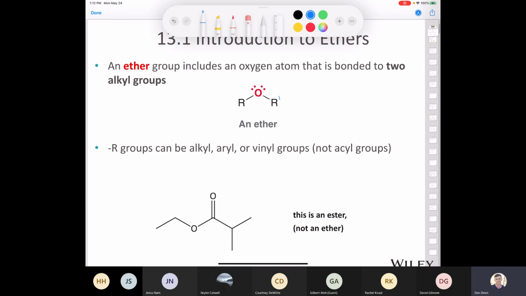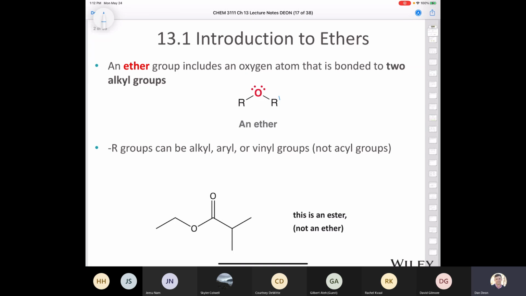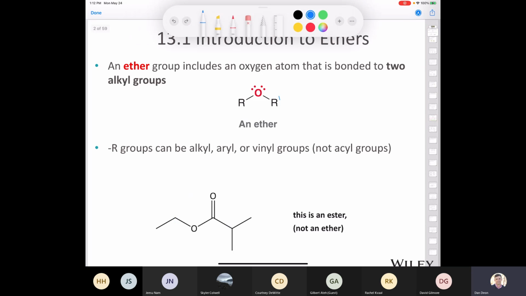A trap that students fall into once in a while, not often in Organic Chemistry 2, is that they might see a functional group like this, which is actually an ester, and say, well, look, I have a carbon here and a carbon here, and I have an oxygen in between. That's an ether. Well, remember, when you're looking at functional groups, you always have to take the 30,000-foot view. You have to look at the entire thing before you make a judgment. And so this is an ester. It is not an ether. So don't fall into that trap.